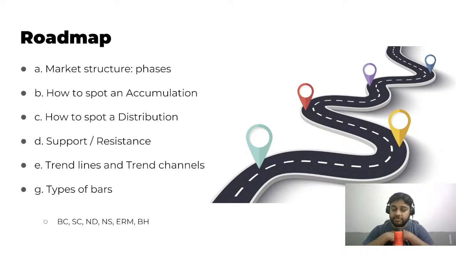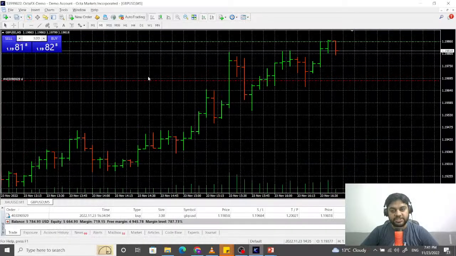So today, bear with me, I'm going to give you some specific trade setups. Now what's a trade setup? It's a combination of the things which you will apply in the market to hunt any good opportunities. So I'm going to give you tips and details about how to look for good opportunities in the market, and then we will also discuss trend lines and trend channels, and then we will have 6 types of bars. BC is buying climax, then we have selling climax, SC. ND means no demand, NS means no supply, ERM is end of rising market, and in the end we have BH, which is bag holding.